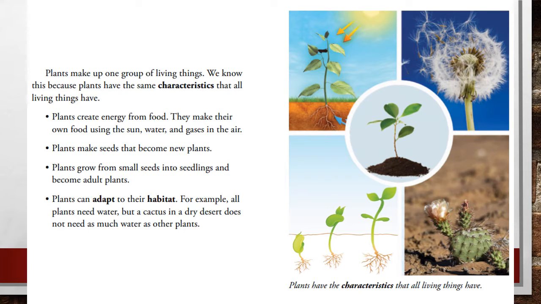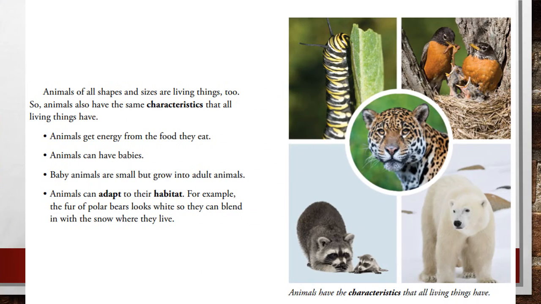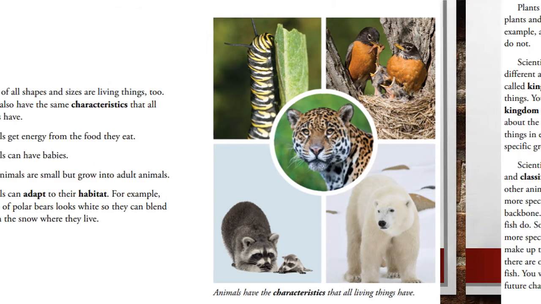For example, all plants need water, but a cactus in a dry desert does not need as much water as other plants. Animals of all shapes and sizes are living things too. So animals also have the same characteristics that all living things have. Animals get energy from the food they eat. Animals can have babies. Baby animals are small but grow into adult animals. Animals can adapt to their habitat. For example, the fur of polar bears looks white so they can blend in with the snow where they live.